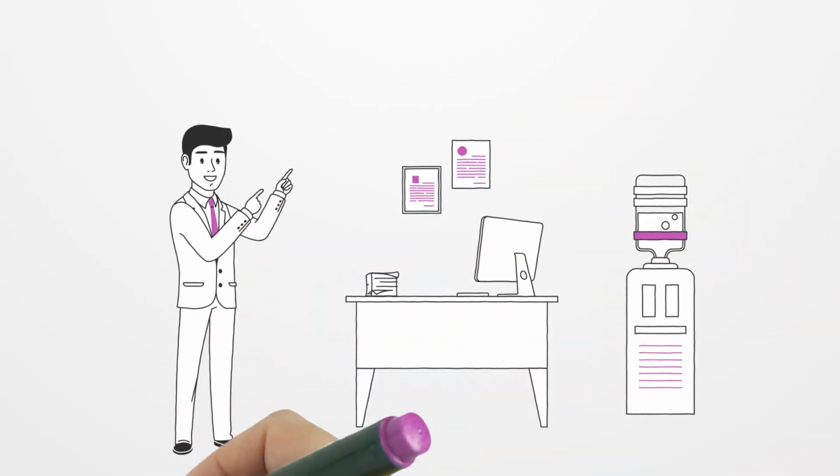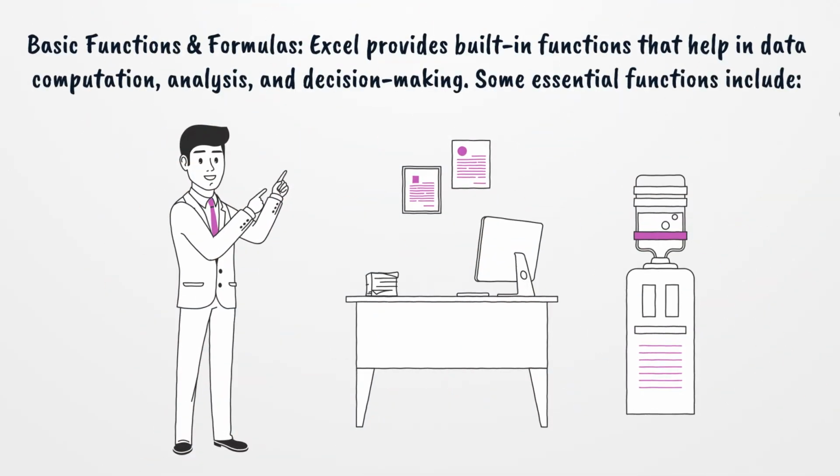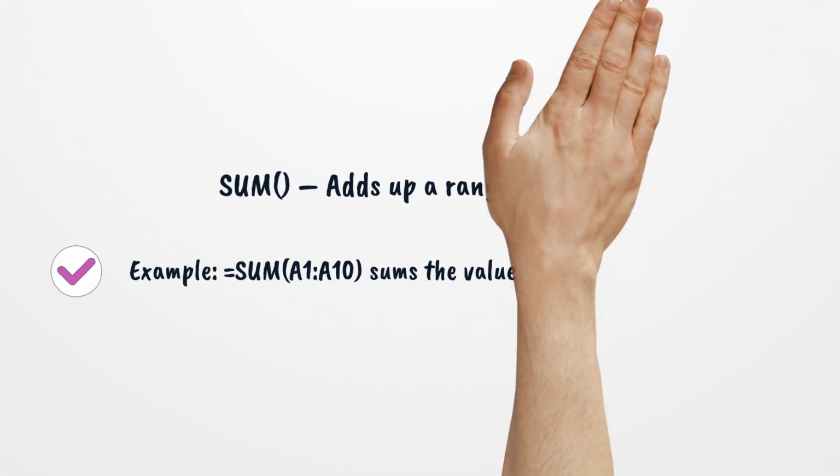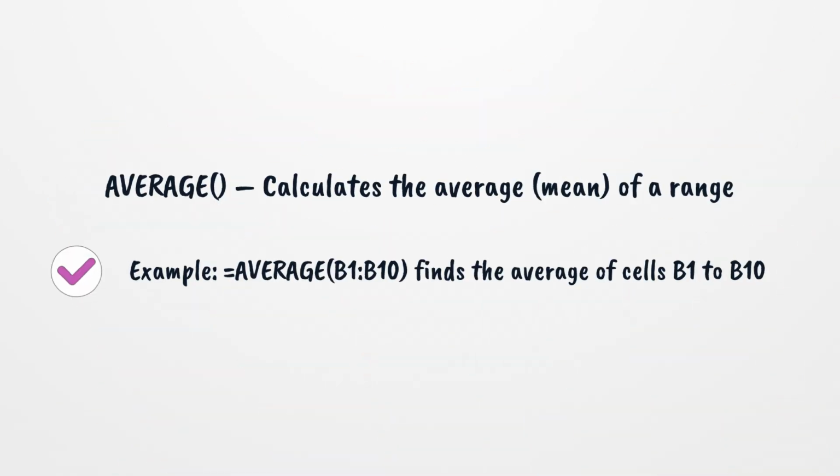Basic functions and formulas. Excel provides built-in functions that help in data computation, analysis, and decision-making. Some essential functions include SUM, which adds up a range of values. Example: =SUM(A1:A10) sums the values in cells A1 to A10. AVERAGE calculates the average, mean, of a range. Example: =AVERAGE(B1:B10) finds the average of cells B1 to B10.